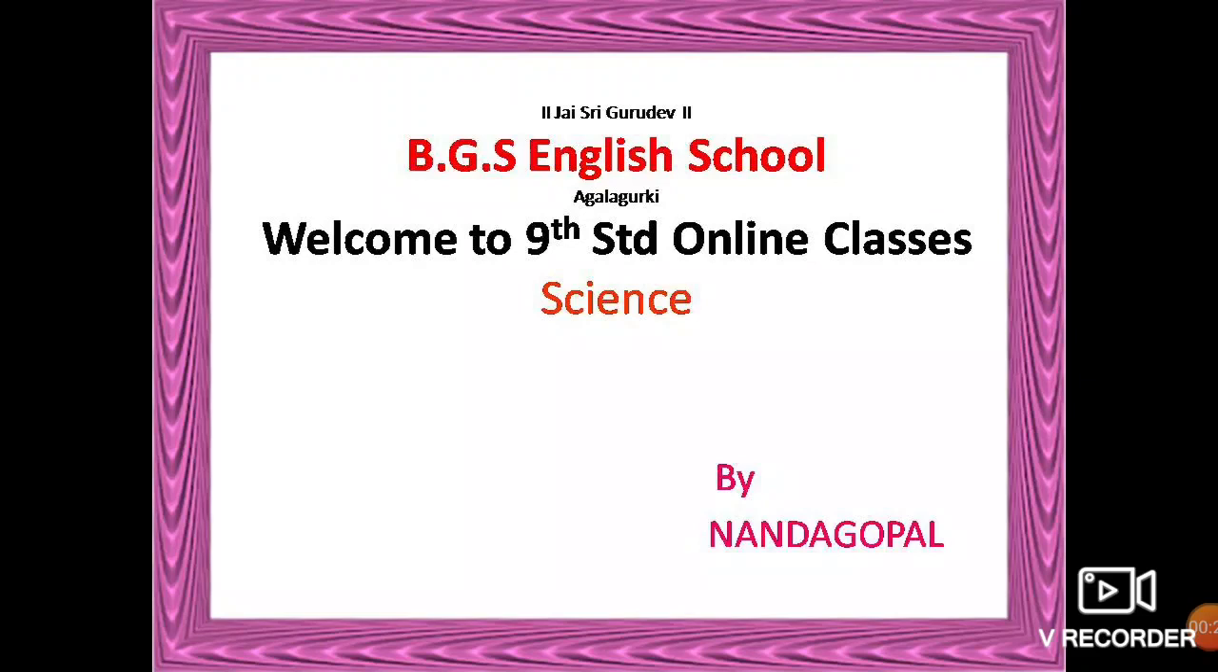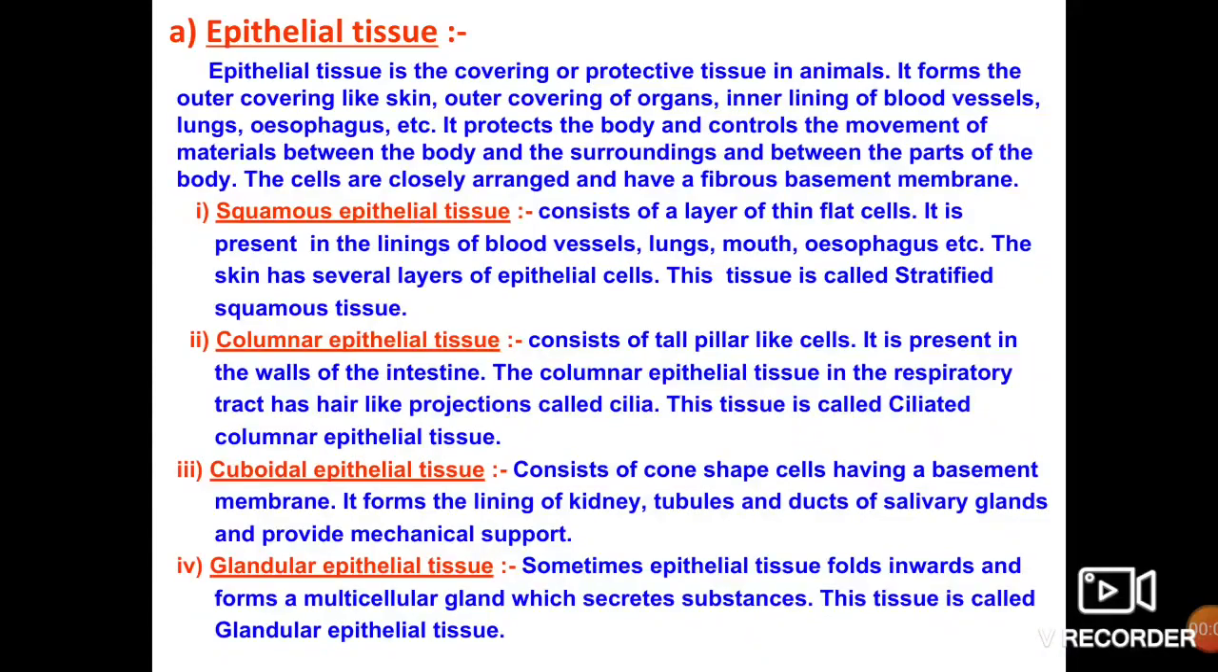Dear students, in this session also we are going to discuss some more information related to the animal tissues in the lesson Tissues. As we know, epithelial tissue consists of 4 different types: squamous epithelial tissue, columnar epithelial tissue, cuboidal epithelial tissue and glandular epithelial tissue. These 4 kinds of epithelial tissues are very helpful, and they are located in various parts of our body.